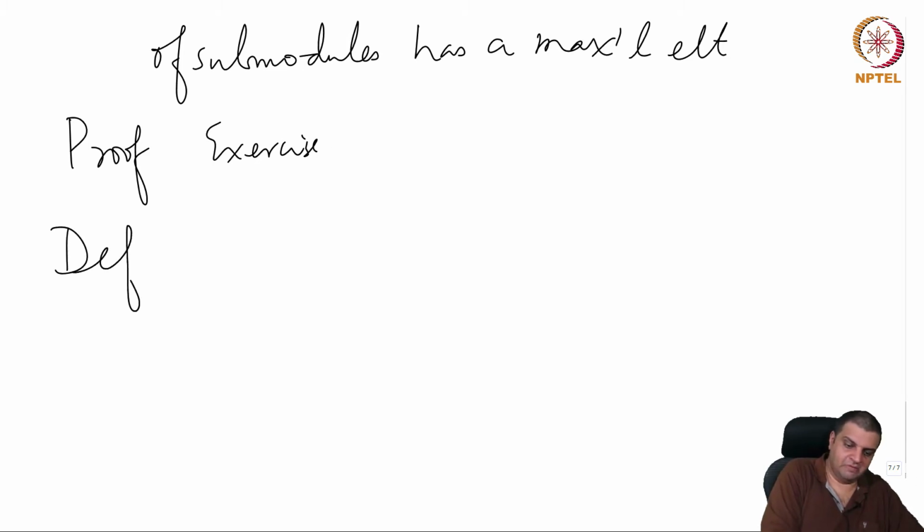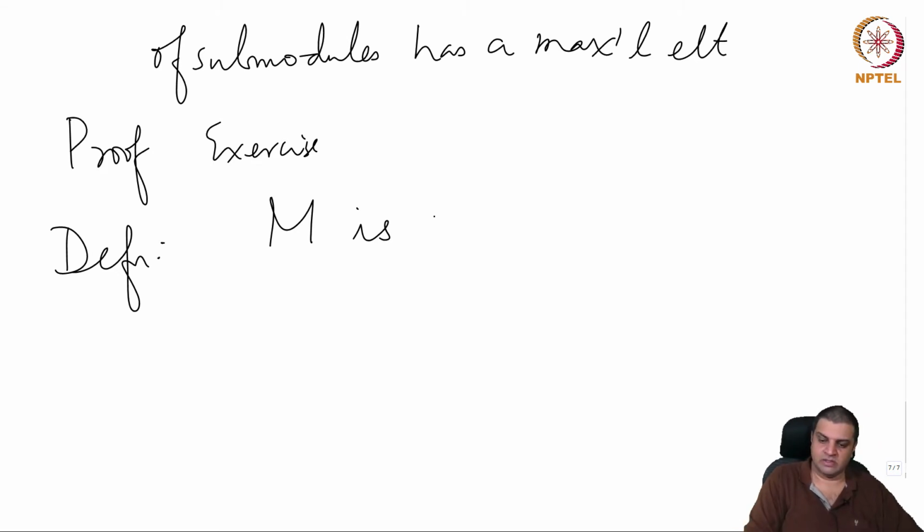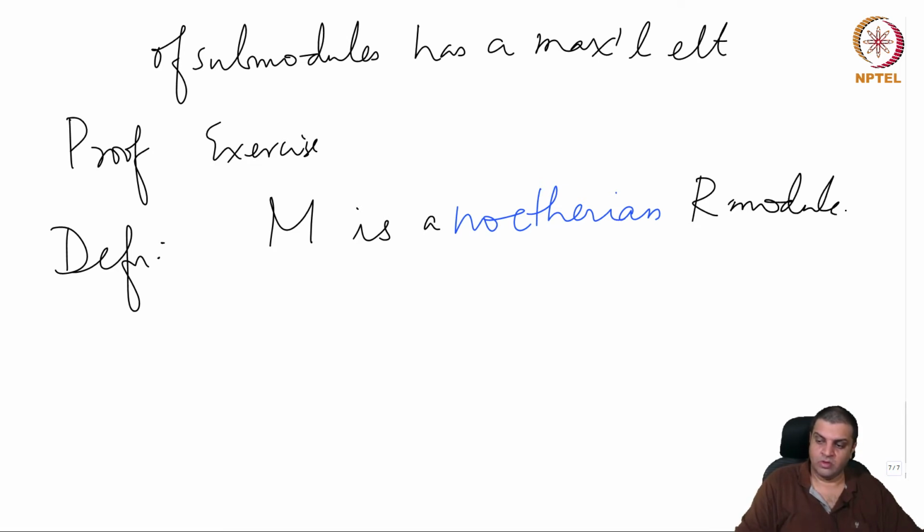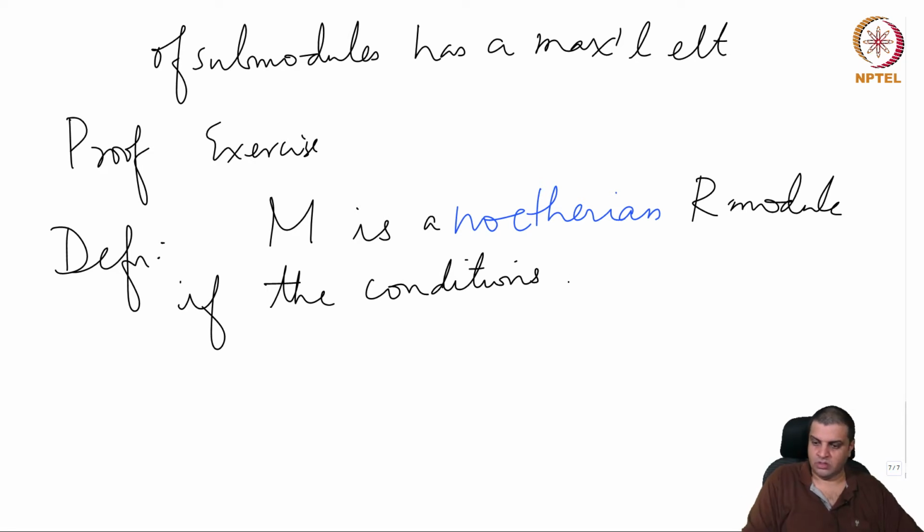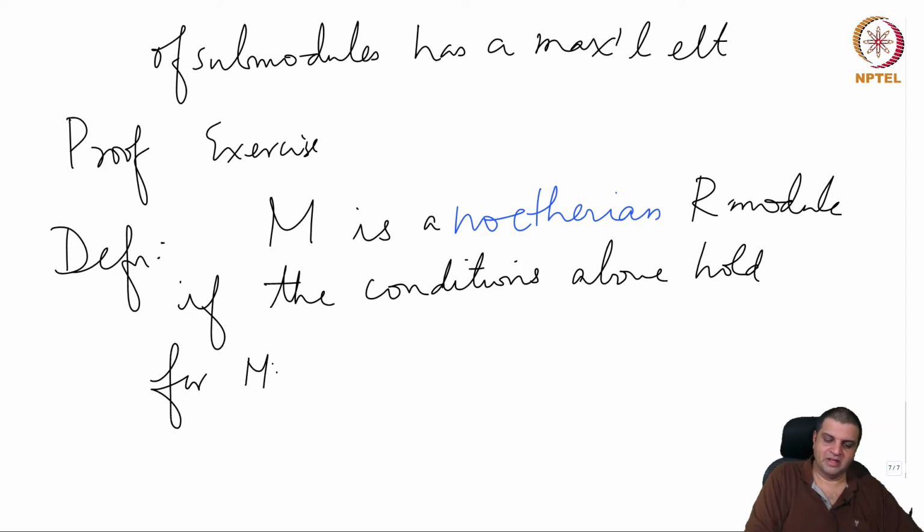And now we define: M is said to be Noetherian. We're not saying anything about R, we're just saying M is Noetherian. So we can say M is a Noetherian R-module if the conditions above hold for M. If any single one holds, the other two also will hold. So any one of them holds for M. Okay, so then M is said to be Noetherian.